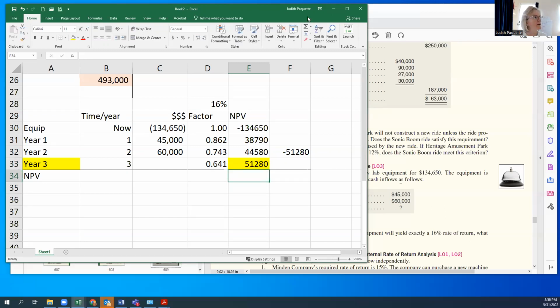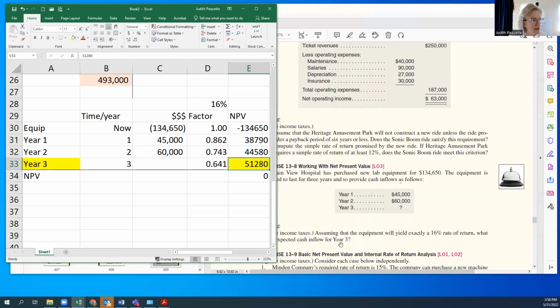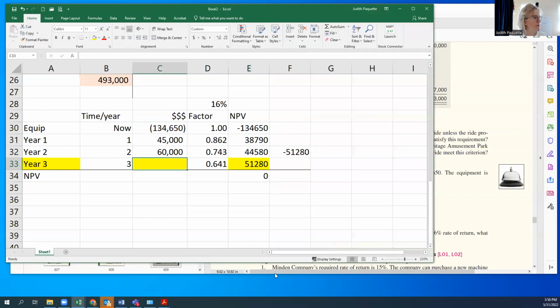But that's not what the problem's asking us. It's saying, what is the expected cash inflow for year 3? We need to know what this number is as well. Just the inflow. They're not asking for the net present value. They're asking for the expected cash inflow.